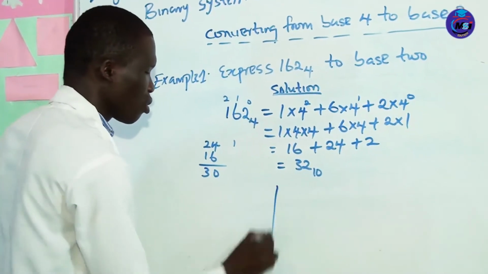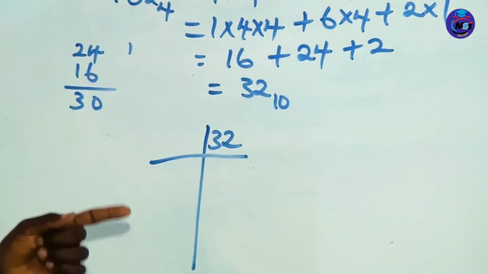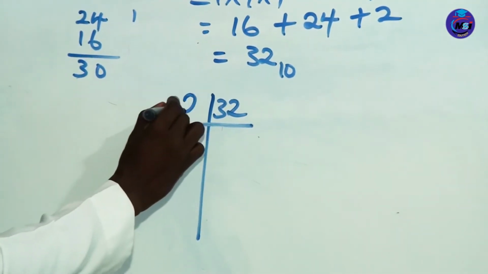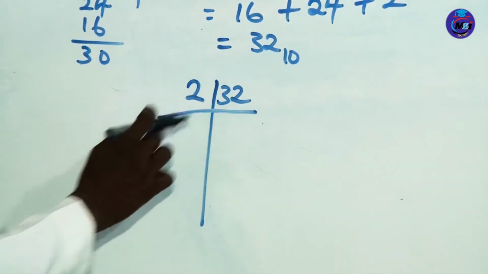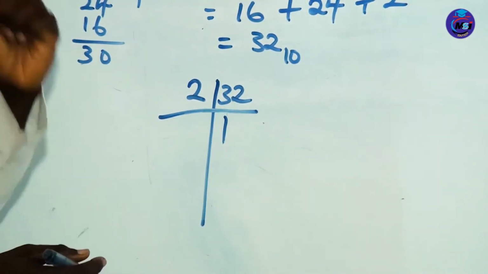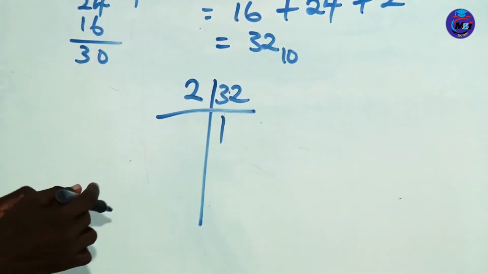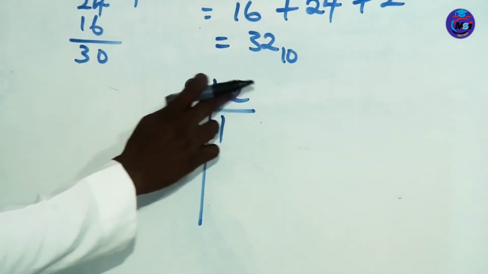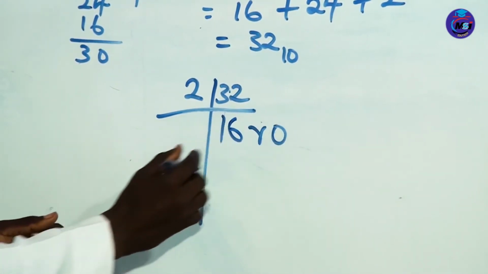So what are we going to do? Just do this. 32. Since we are converting to base 2, you use 2 to divide everything you have here. How many 2 can we get in 3? 1. Remainder 1. That 1 that remains, put it at the front of these 2. You are going to have 12. How many 2 can we get in 12? Is 6. Remainder 0.